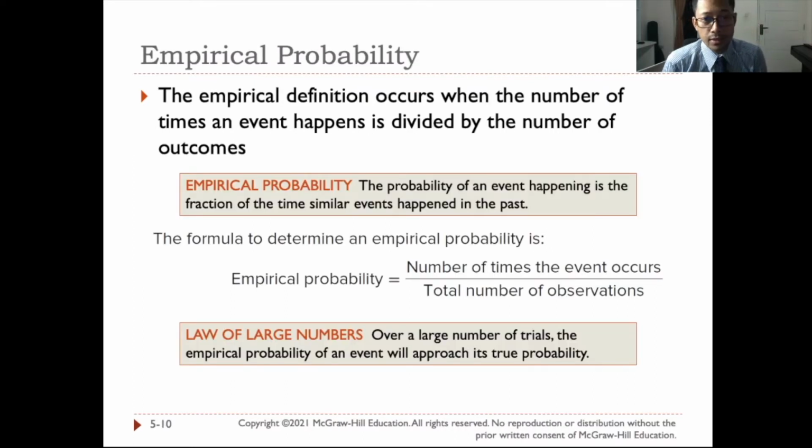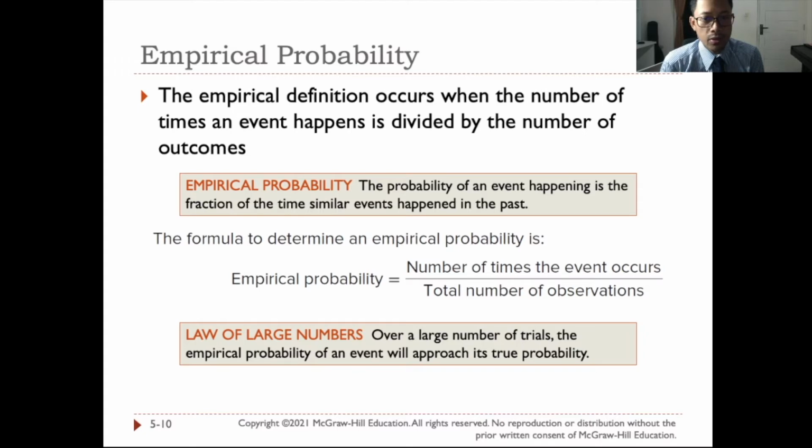The next definition is the empirical probability. The empirical definition occurs when the number of times an event happens is divided by the number of outcomes. So the probability of an event happening is the fraction of the time similar events happened in the past. The formula to determine an empirical probability is the following: it is the ratio between the number of times the event occurs and the total number of observations.